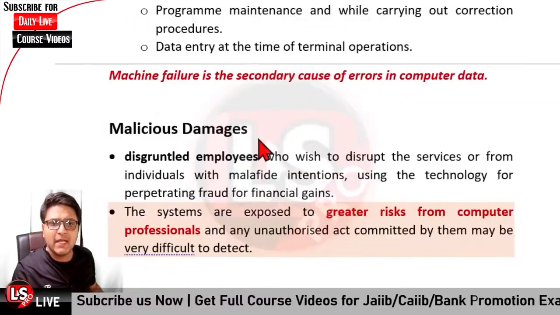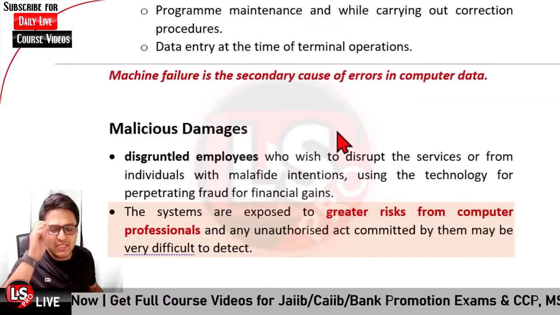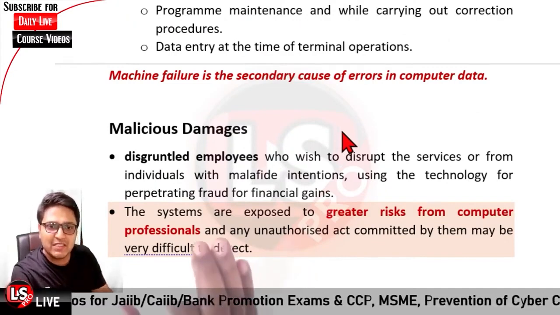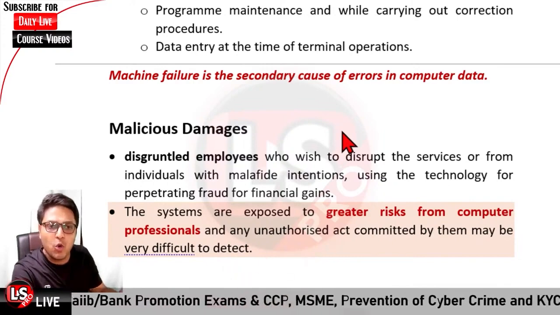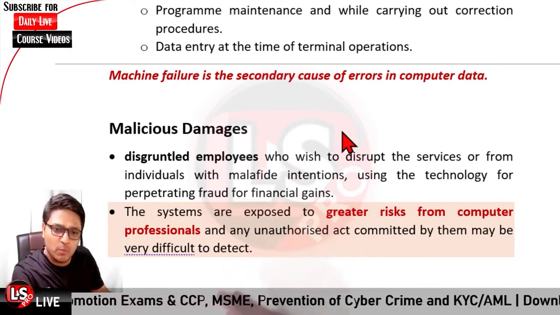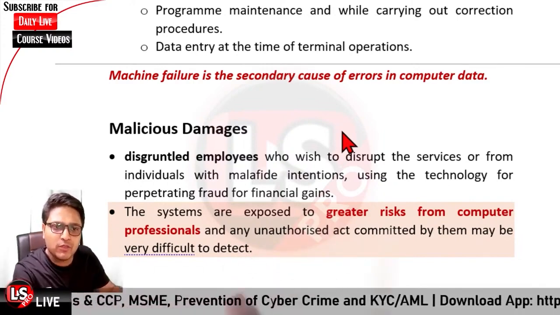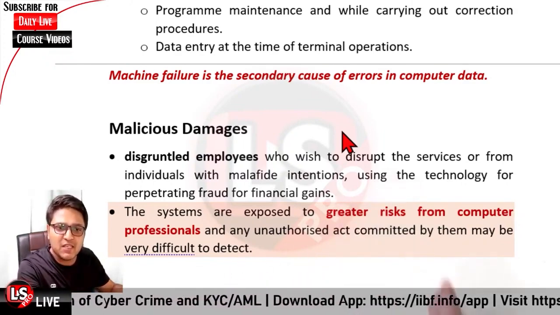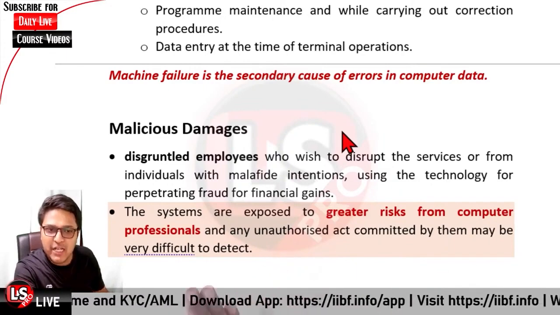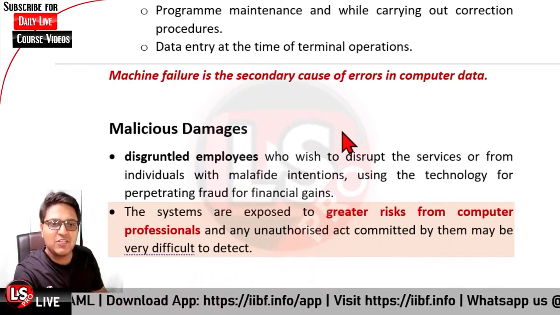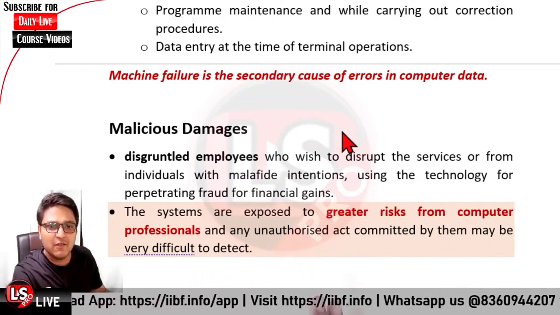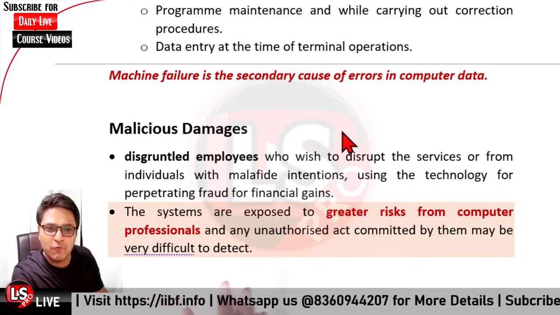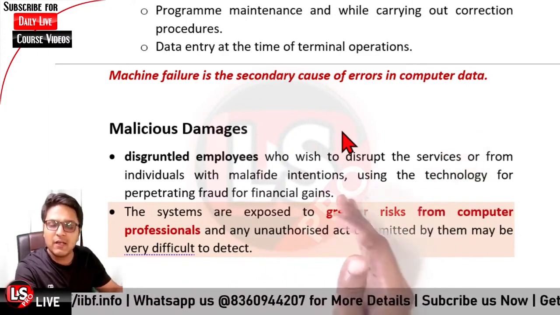Then it is regarding the malicious damages. Malicious damages is basically somewhat related to the intentional errors. So disgruntled employees who want to do bad for the company itself, who wish to disrupt the services, or those individuals with malafide intentions, can use the technology for perpetrating fraud. They can use the technology for the purpose of fraud for their financial gains.